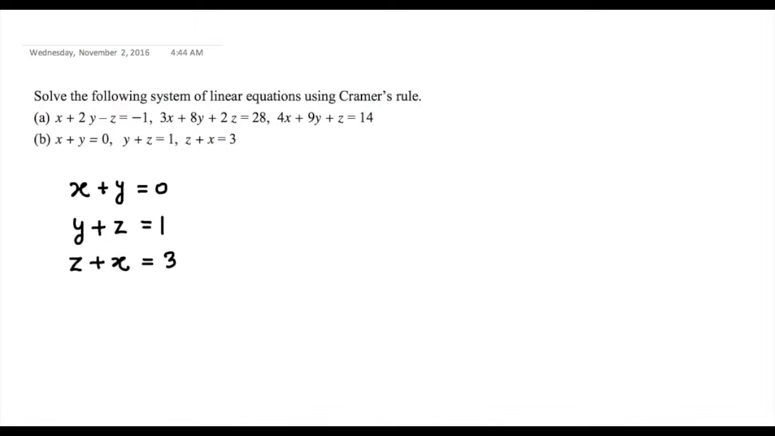Now here we have three equations and we will change the form of the equations like this. In place of x plus y is equal to 0, we can write 1x plus 1y plus 0z is equal to 0.